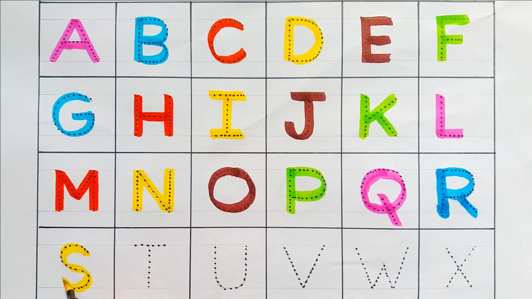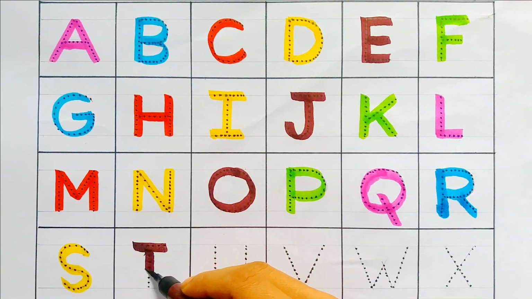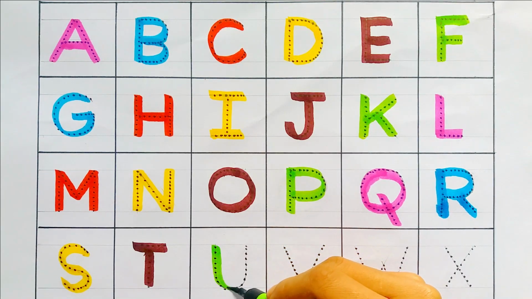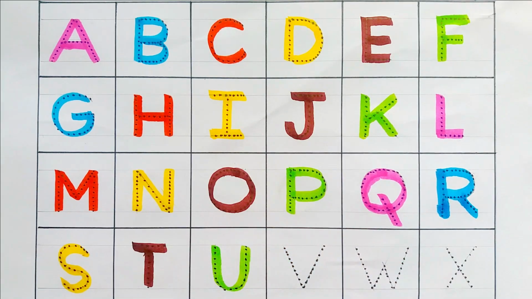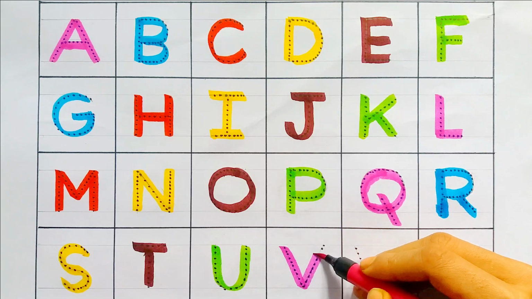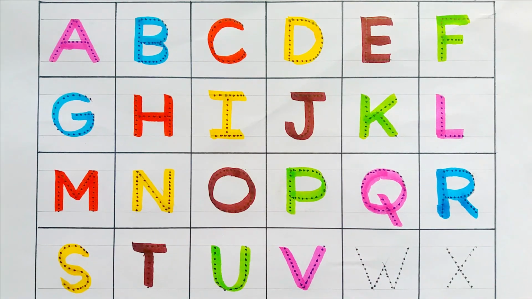S. S for sheep. T. T for tiger. U. U for unicorn. V. V for Ben.